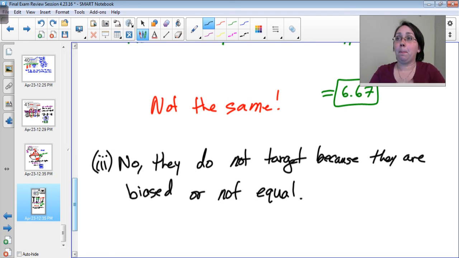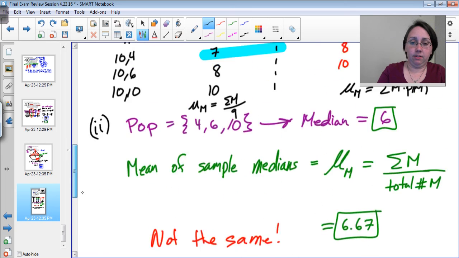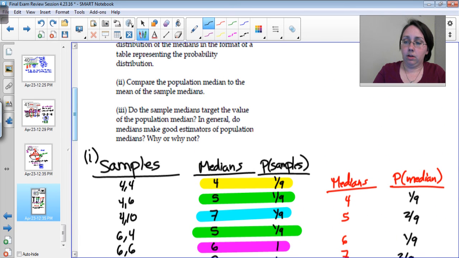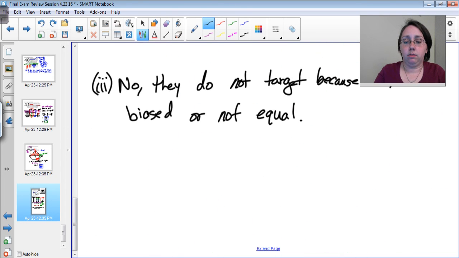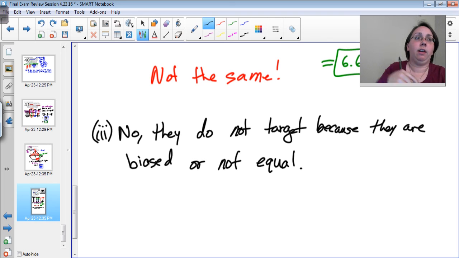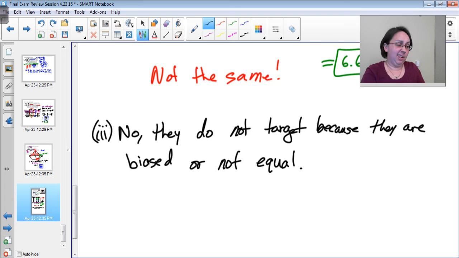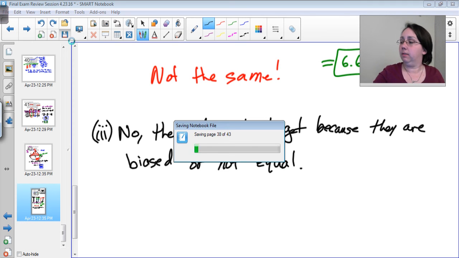Was there a question there? Let me go back up and see what 3 said. In general, do medians make good estimators? No, because of the same reasoning there. So 3 got answered by that again. All right. What else?